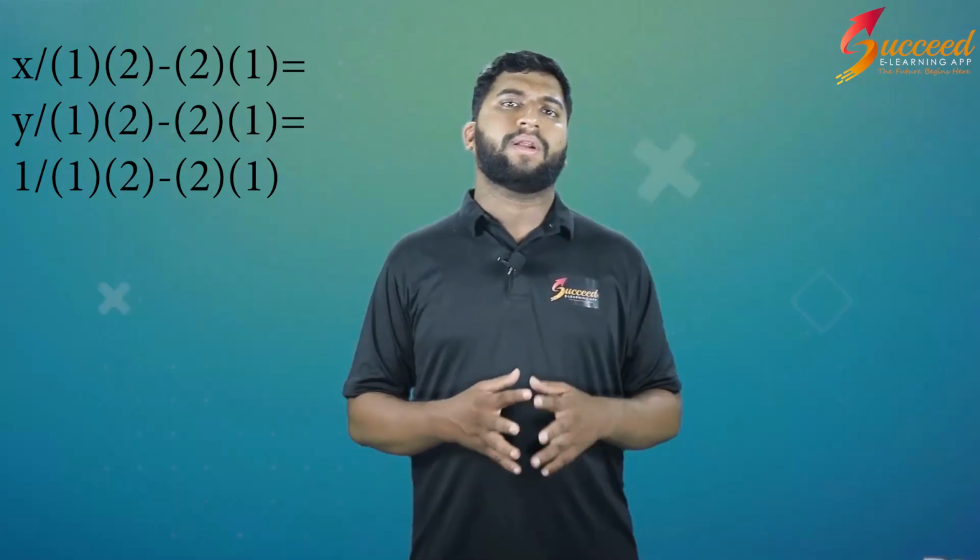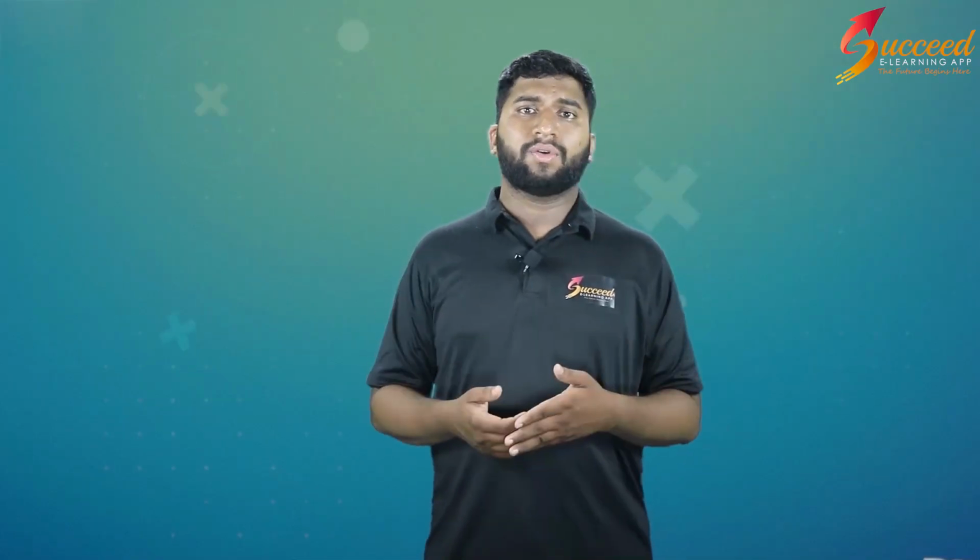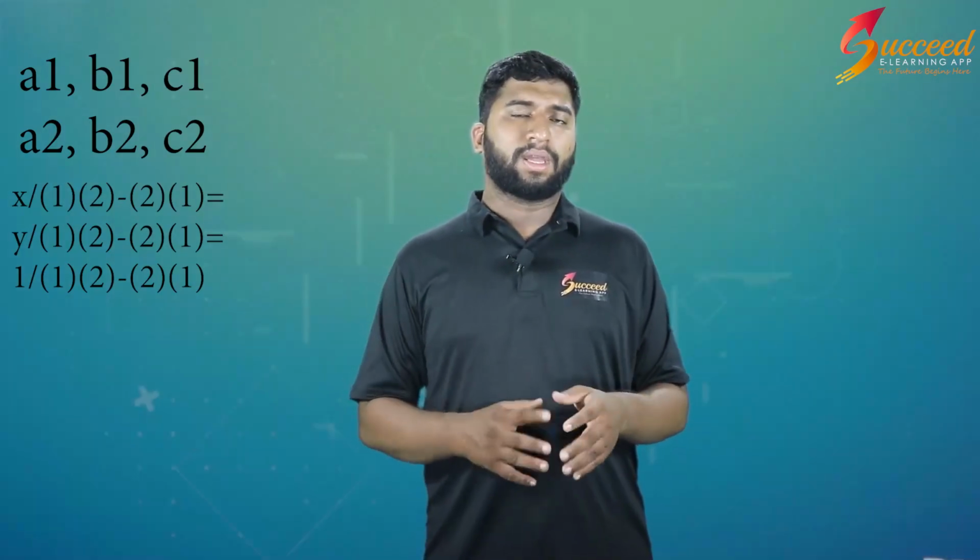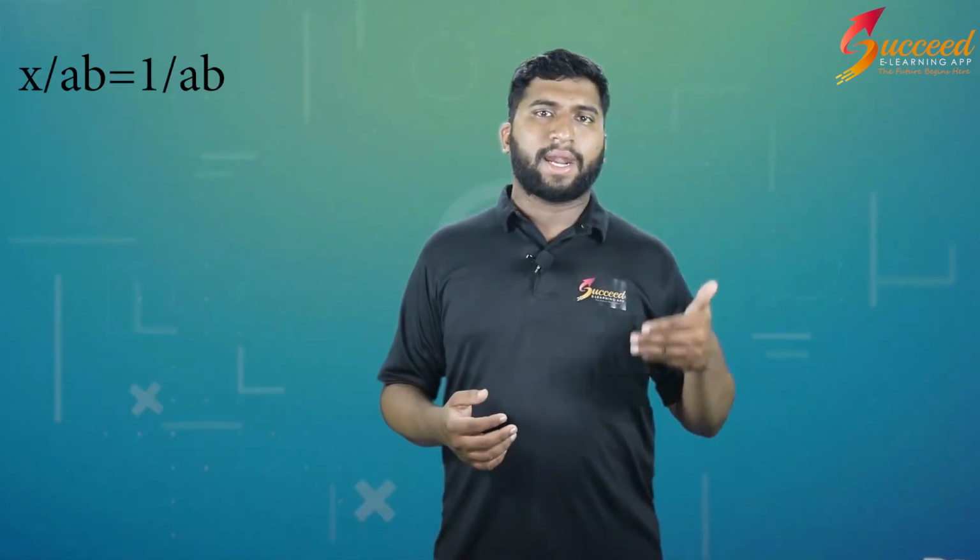Next, after knowing the formula, in the general equation we took A1, B1, C1, A2, B2, C2. Whatever equation they give you, take those values A1, B1, C1, A2, B2, C2 and substitute them in this particular formula. As soon as you substitute, for example, you will get x divided by some value and y divided by some value, is equal to 1 divided by some constant term.